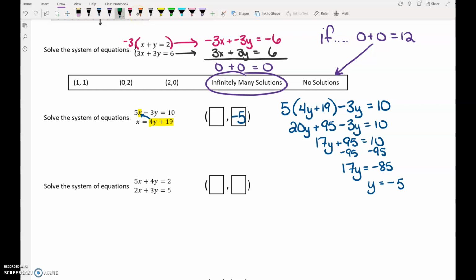Once we know that y is -5, how do we find x? Plug it in. 4 times -5 plus 19. So -20 plus 19 is -1.